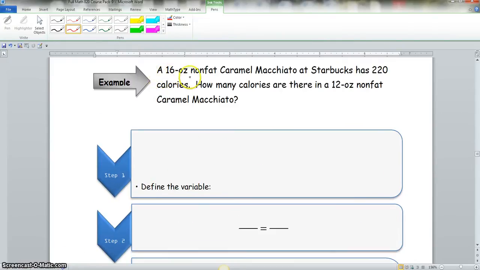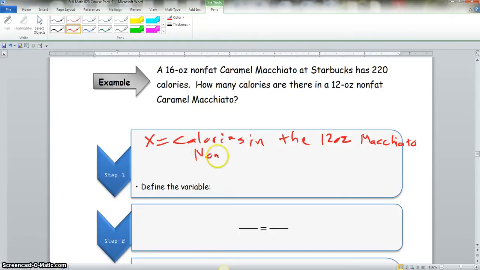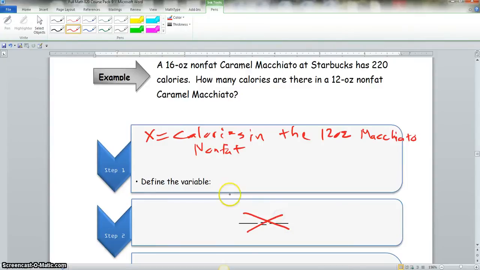Now our next example, it says a 16-ounce non-fat caramel macchiato at Starbucks has 220 calories. How many calories are there in the 12-ounce non-fat caramel macchiato? Okay, so our X would be calories in the 12-ounce macchiato. Now we know it's non-fat, but we could just put this here. I just put non-fat.